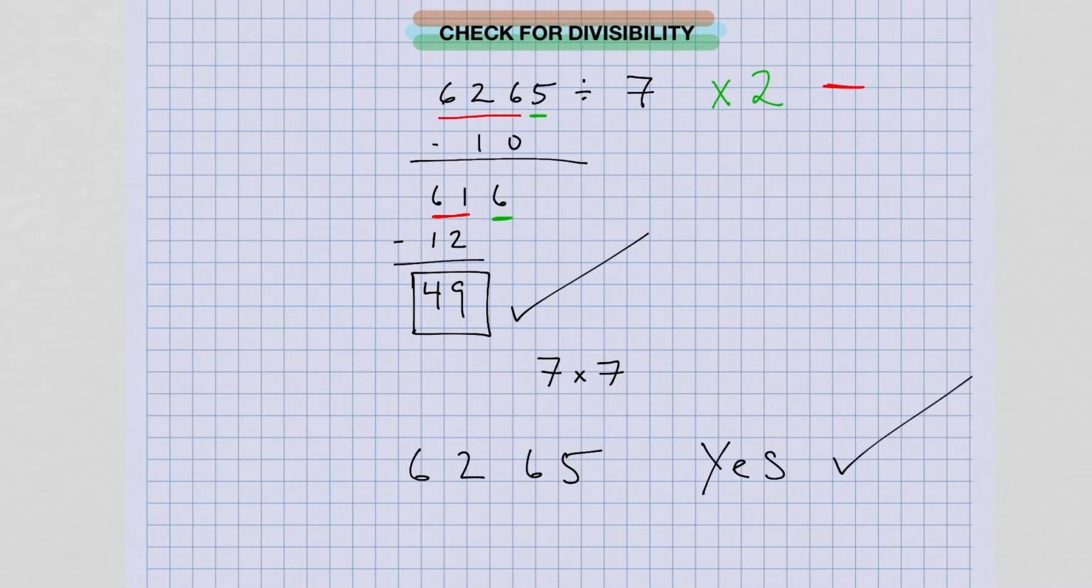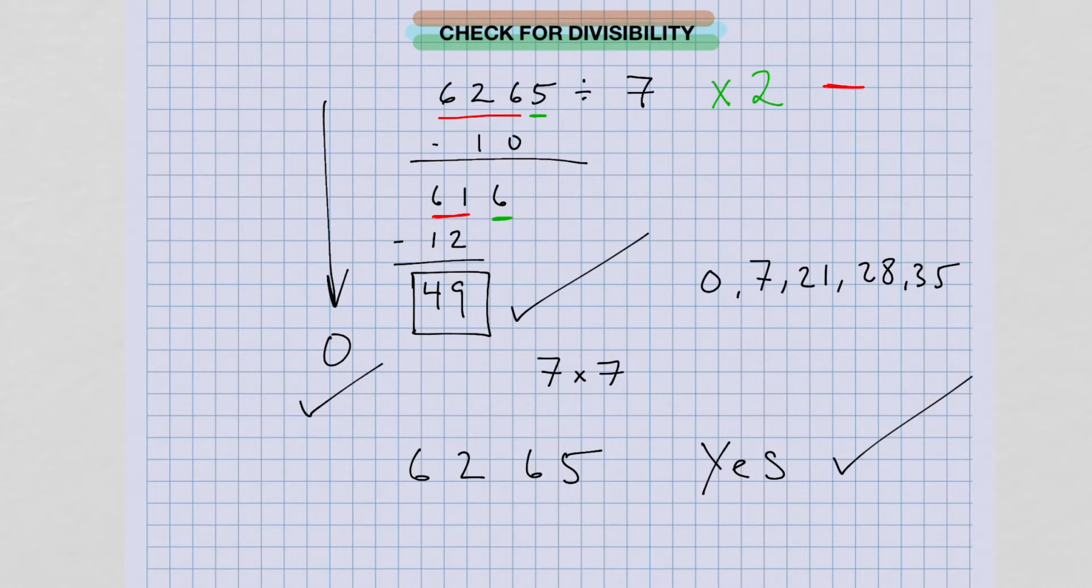You see, we just do this process. Take the last digit, multiply it by 2, and then subtract it from the remaining digits. Keep repeating this process until you get a number that is a multiple of 7. So if you get 7, 21, 28, 35, etc., the original number is going to be divisible by 7. Also, if you get a 0 while you do this whole process, that's also going to be a yes. The entire number is divisible by 7.